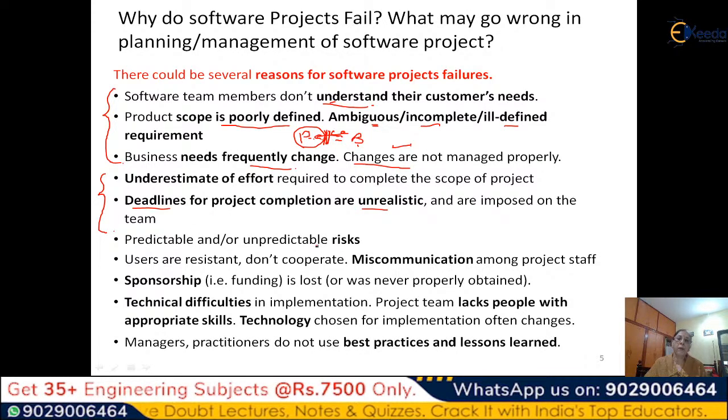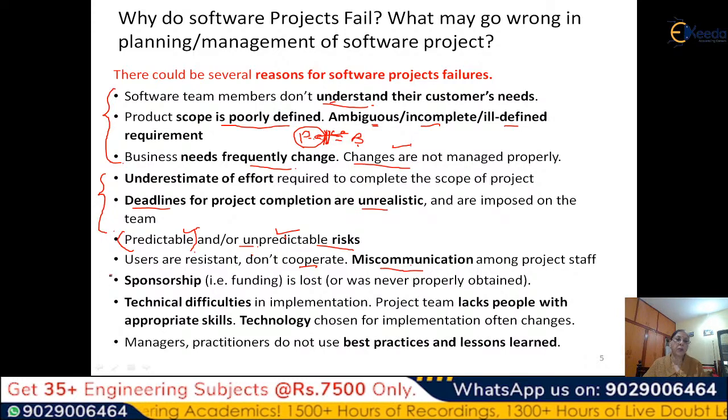There could be a lot of risks, and risks can be of two types: predictable and unpredictable. Predictable risks are those that are known risks. So one can be prepared for it. In the project planning, you can plan for the predictable risks, but there will also be unpredictable risks for which you cannot plan. Sometimes users are resistant, they don't cooperate, and also there will be a lot of miscommunication. Either there will be miscommunication among the project staff itself or with the customer people.